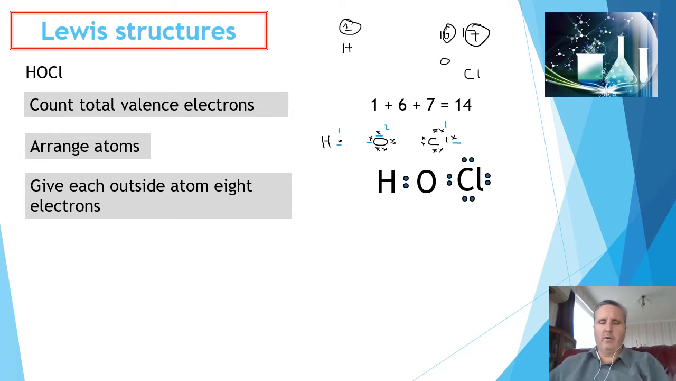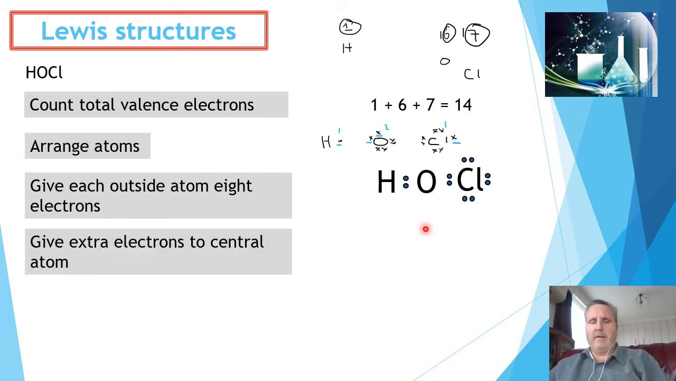Notice that I've used 1, 2, 3, 4, 5, 6, 7, 8, 9, 10 electrons. I've got 4 left, so they go around the central atom, the extra 4 electrons, 2 on the top, 2 on the bottom. And now I have allocated all of my electrons.